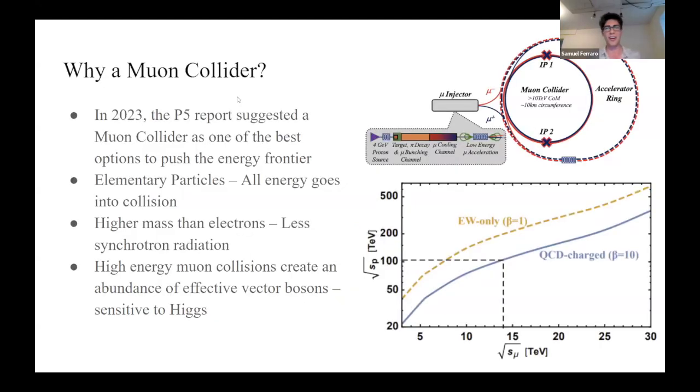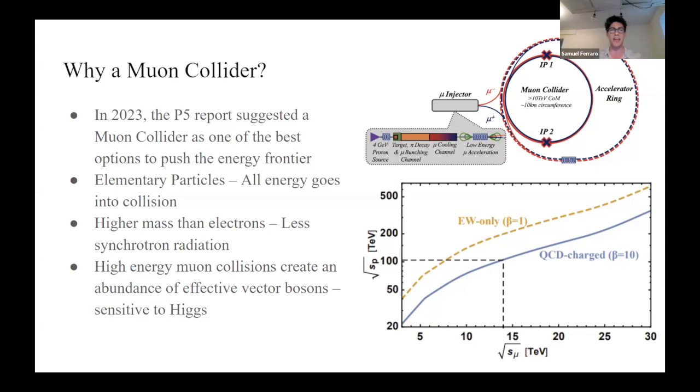So before I get started, I have the obligatory muon colliders are awesome slide here. Last year, the P5 report, which is the steering committee for particle physics in the US, suggested that a muon collider would be one of the best options to push the energy frontier, especially here in the US. There are lots of reasons for that, but some of the main ones are the fundamental properties of muons. As elementary particles, when they collide, all of their energy goes into the collision, instead of when you have protons colliding, you have parton distribution functions and the quarks colliding with fractions of energy.